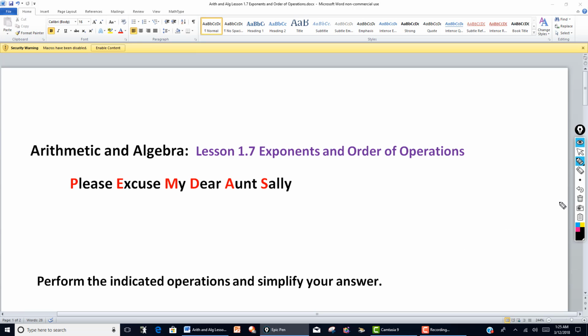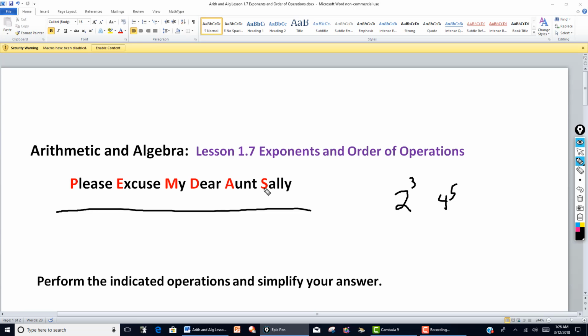Before we get started on the order of operations, over here I have a mnemonic phrase. Please excuse my dear Aunt Sally. Notice I have the first letter of each word in red. The P stands for parentheses, the E stands for exponential. That means powers of a base, so 2 to the 3 and so forth, 4 to the 5th. Those are exponentials. The M stands for multiplication, the D stands for division, the A stands for addition, and the S stands for subtraction.